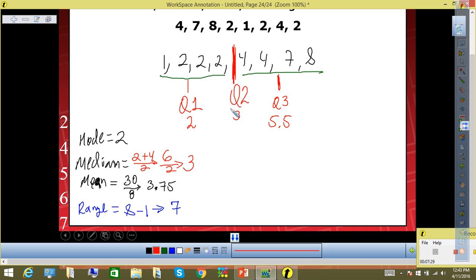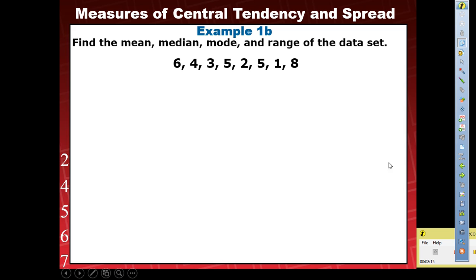So I'm going to give you the next data set. I want you to find me again mean, median, mode, range, and then I want you to find me Q1, 2, and 3. Here it goes. Copy these. And on this one, once again, you don't have to write the instructions. It's the same instructions as the previous one. The data set that they give us is 6, 4, 3, 5, 2, 5, 1, 8. Copy that. See if you can do that one by yourself. Go.